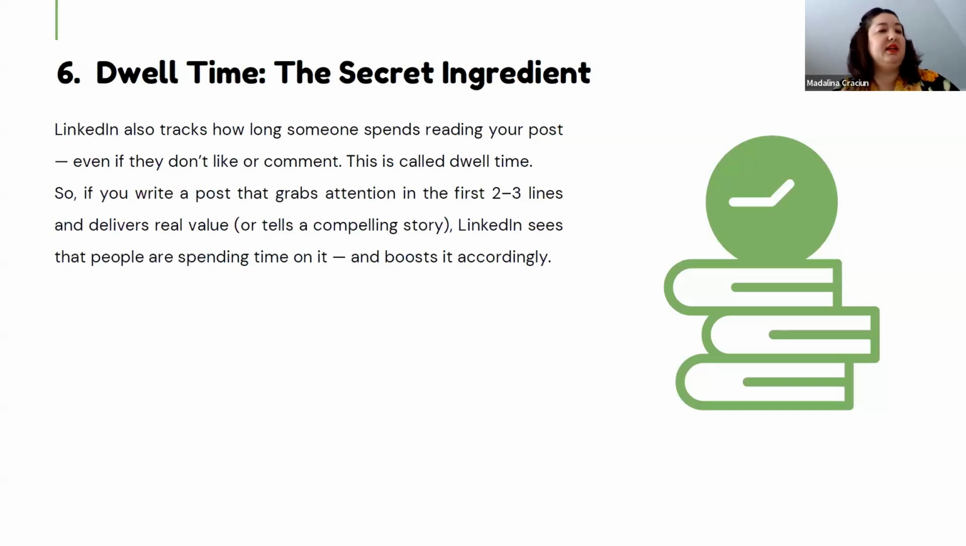And inside the algorithm, there is the dwell time, which is the secret ingredient. LinkedIn also tracks how long someone spends reading your post, even if they don't like or comment. This is called the dwell time. So if you write a post that grabs attention in the first 2-3 lines and delivers real value or tells a compelling story, LinkedIn sees that people are spending time on it and it boosts it accordingly.